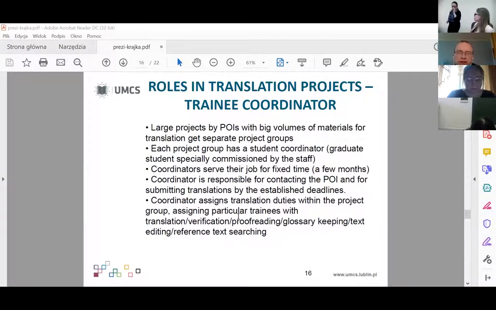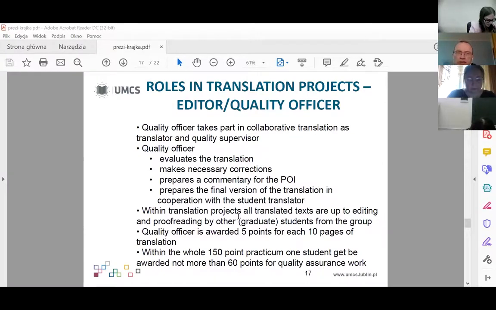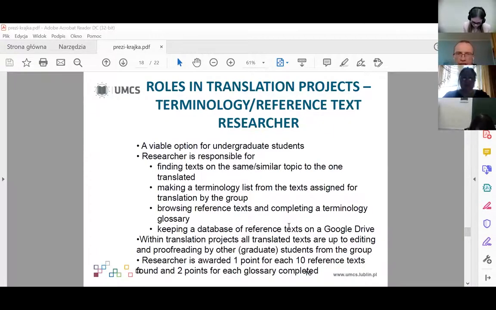Another responsible role, editor quality officer, also reserved for graduate students in the project group. Such a person takes part in collaborative translation, evaluates the translation, makes necessary corrections, prepares the final version in cooperation with the student translator. And again, there is some kind of special calculation for those different roles, because they are of different weight as far as responsibility is concerned.